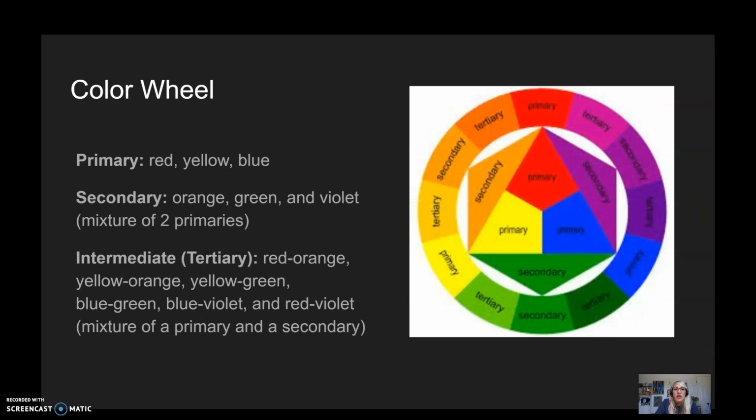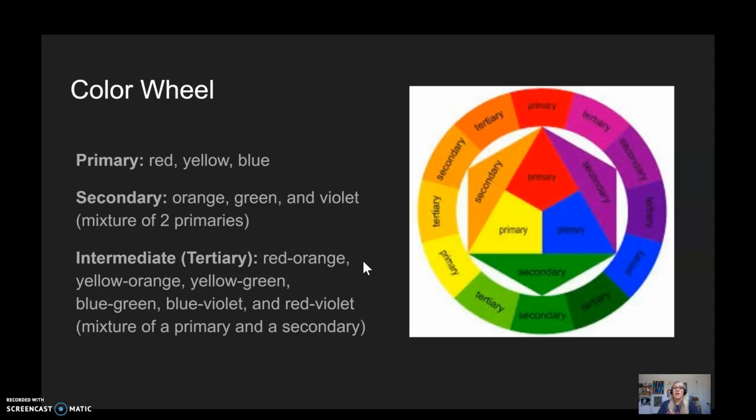We have our color wheel here. A few things that you need to make sure you know are primary, secondary, and intermediate or tertiary colors. So primary are red, yellow, and blue. Secondary, we have orange, green, and purple. And then the intermediate colors are the ones that have these sort of combo names: red-orange, yellow-green, blue-green, etc.